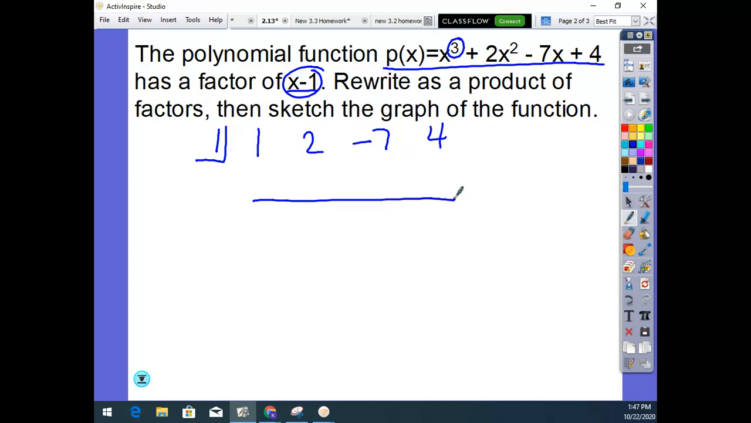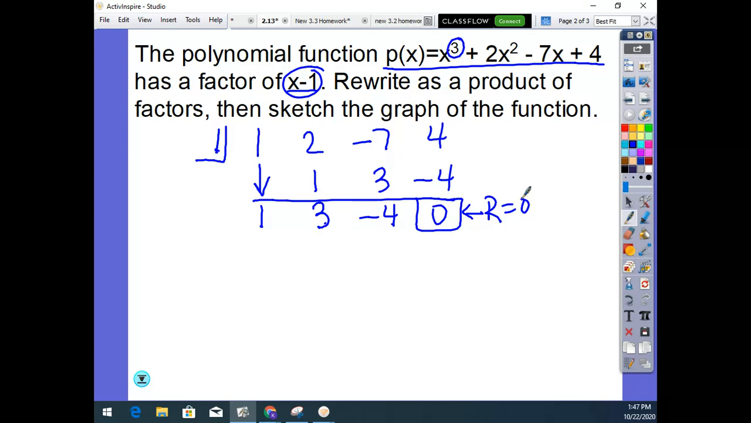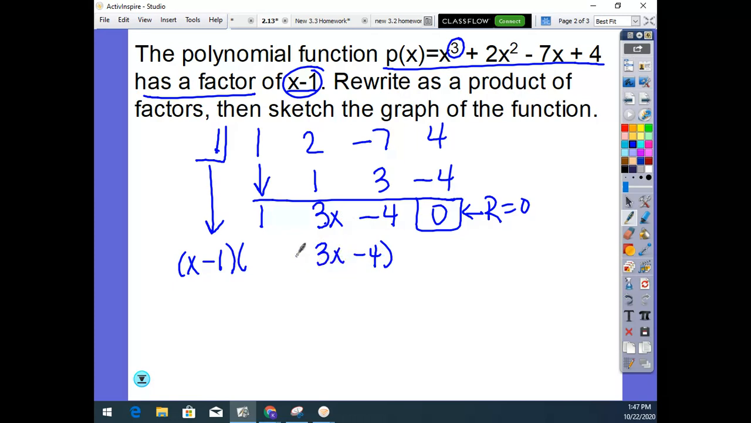Leave a space. Draw a line. Bring down the 1. Multiply. Add. Multiply. Add. Multiply. Add. This is good. I should have a remainder of 0 because it says x minus 1 is a factor. Then I'm going to bring my factors back. x minus 1. I would start with my constant. Remember, this is the x. This is x squared. Now you need to factor the quadratic.